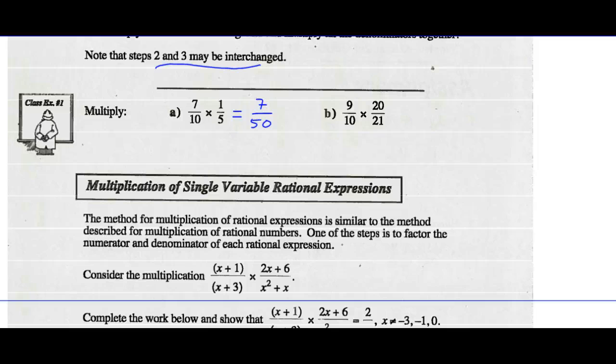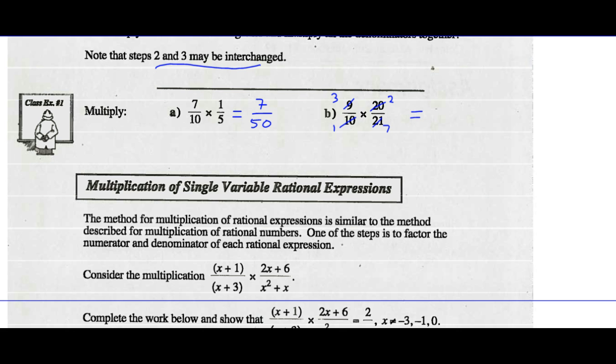Part B, look for common factors in my numerator and denominator. Simplify. I suggest we do that first. So both the 10 and 20 can be divided by 10. That leaves 1 and 2. The 9 and 21 are both divisible by 3. So that leaves 3 and 7.